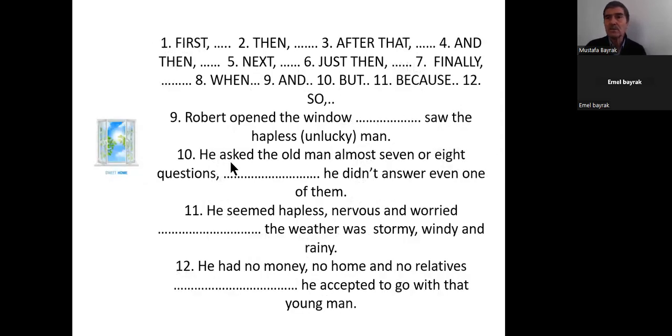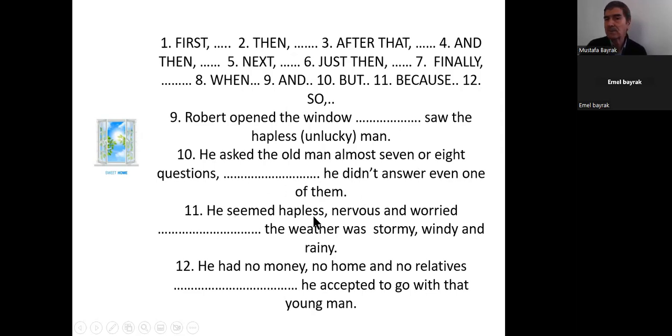Robert opened the window first. Robert opened the window and saw the hapless, unlucky man. He asked the old man almost 7 or 8 questions, but he didn't answer even one of them.